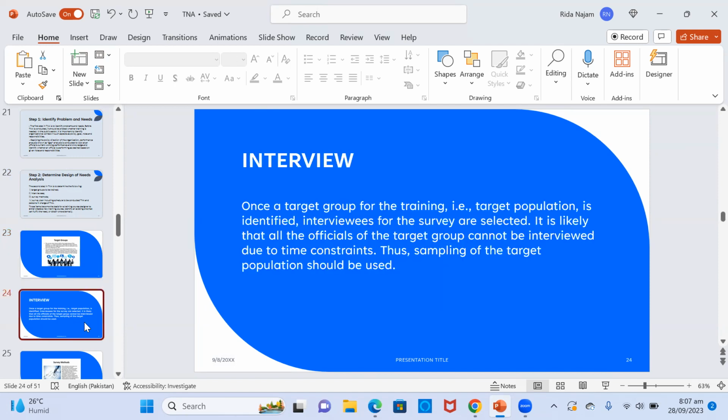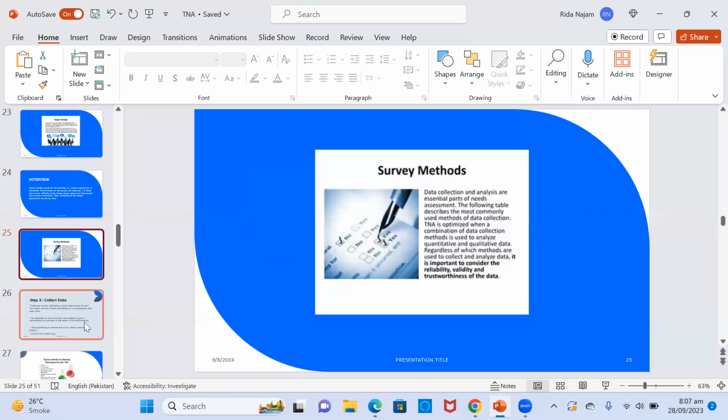Interview. Once a target group for training, that is target population, is identified, interviewees for the survey are selected. It is likely that all officials of the target group cannot be interviewed due to time constraint. Thus, sampling of the target population should also be used.